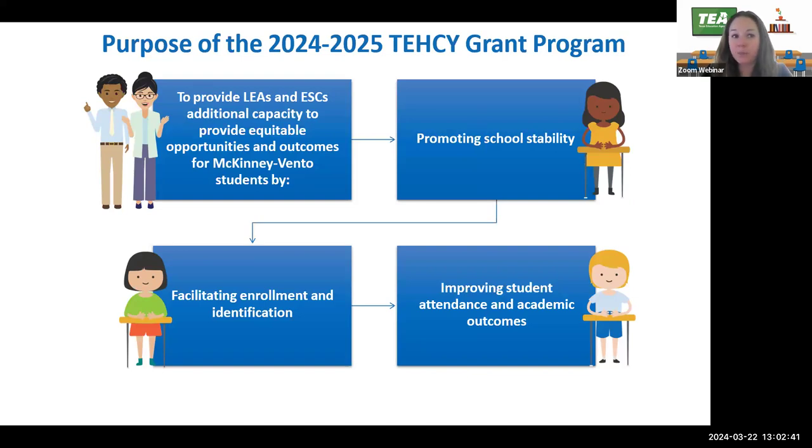So the purpose of the 24-25 TEHCY grant program is to provide LEAs as well as ESCs additional capacity to provide equitable opportunities and outcomes for McKinney-Vento students. There are three components to doing this. The first part is promoting school stability. The second part is facilitating enrollment and identification. And the third part is improving student attendance and academic outcomes.